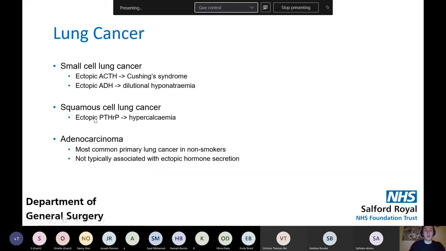Squamous cell releases ectopic parathyroid hormone related protein, which causes hypercalcemia. If you get a question, I think it's unlikely, it's not key knowledge, but just be aware it's not parathyroid hormone that is released by squamous cell lung cancer. It is parathyroid hormone related protein, and leads to the same effect of causing a raise in your calcium. Adenocarcinoma is not typically associated with paraneoplastic syndromes, and doesn't lead to derangements in the same way that these conditions do. And again, it's common in smokers, but these are more typically associated with smoking. If you look at the difference between incidence for smokers and non-smokers in small cell and squamous cell, it heavily favours smokers. Adenocarcinoma is the most common primary lung cancer in people who do not smoke, and that's important knowledge.